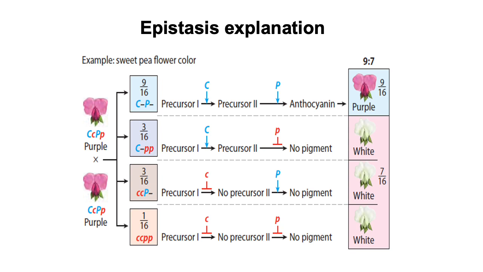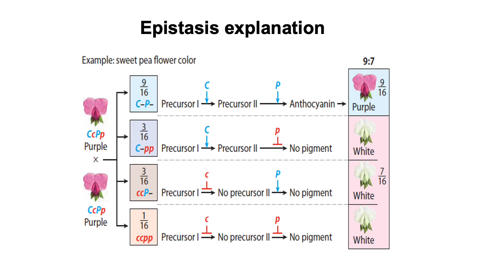And if we have a dominant allele at P, that enzyme is working, it's functional, so the dominant alleles represent functional enzymes, then we can convert precursor 2 to anthocyanin or purple. And as long as we have functional C and functional P, we can work our way through that pathway and end up with purple-colored flowers.